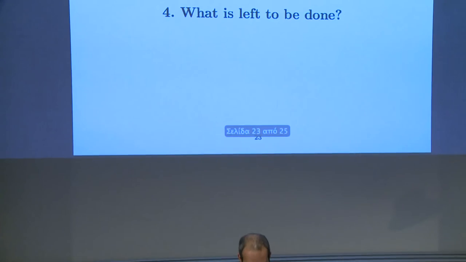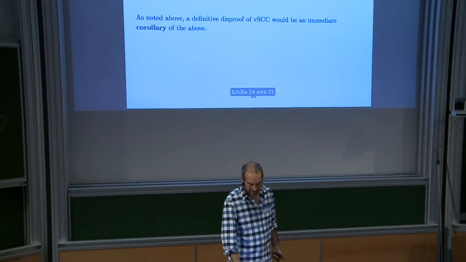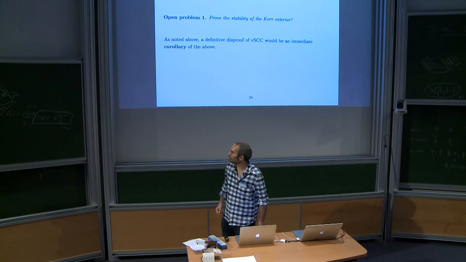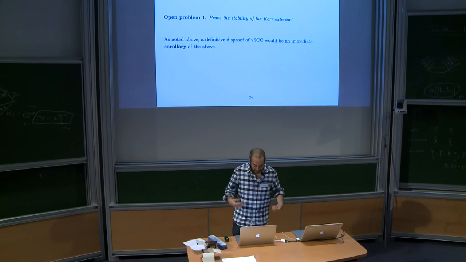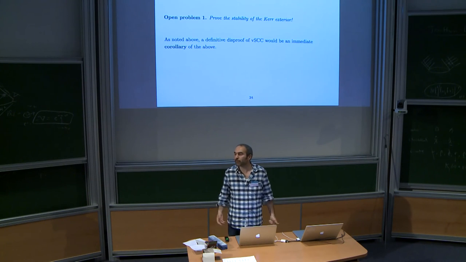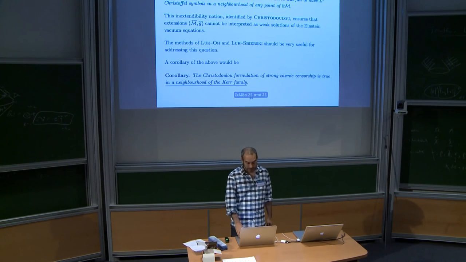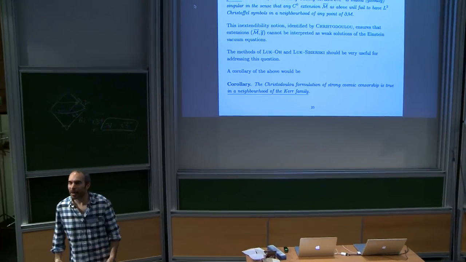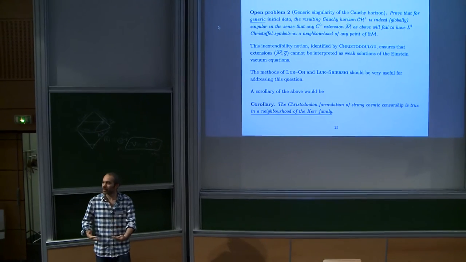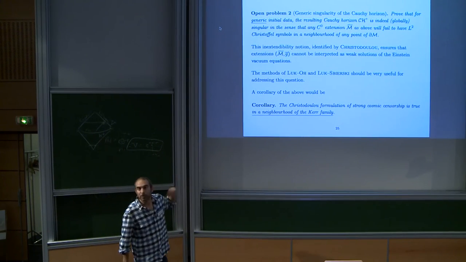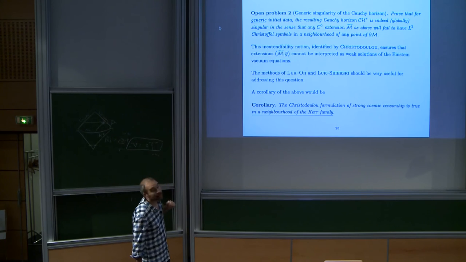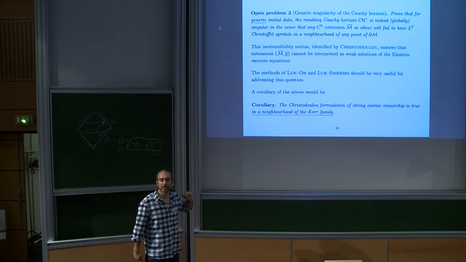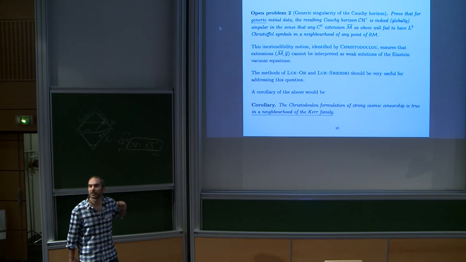So let me finish with what's left to be done very quickly. Open problem one, prove the stability of the Kerr exterior. Once this is proven, then indeed very strong cosmic censorship will be falsified as a corollary. And open problem two, as I said, I'm only showing the stability aspect. I'm only showing that the Cauchy horizon is still there. So open problem two is to show that for generic initial data, the solution is inextendable if you require that the Christoffel symbols are locally square integrable.